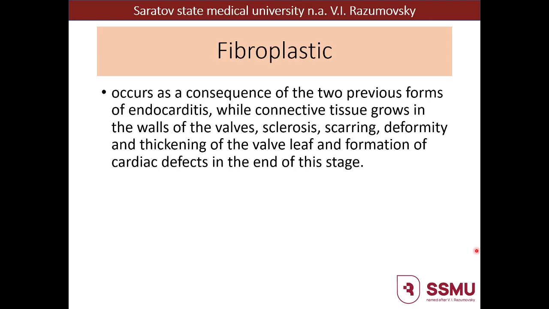The fibroblastic type of endocarditis occurs as a consequence of the two previous forms of endocarditis, while connective tissue grows in the wall of the valves. Sclerosing, scarring, deformation and thickening of the valve leaflet and deformation lead to cardiac defects at the end of this stage. The fibroblastic type of endocarditis is associated with overgrowing of connective tissue fibrils in the valve, and it will lead to blockage of functional activity of valves. So that's why we may see formation of cardiac defects here.